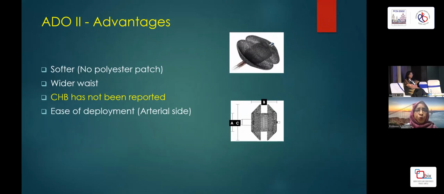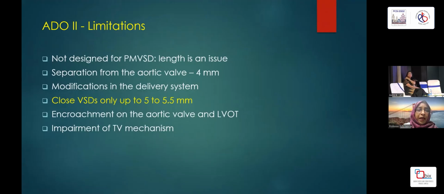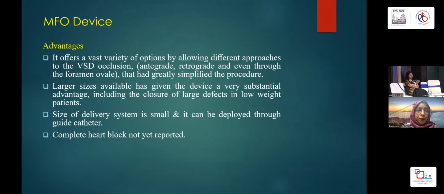And ADO2, which we are using mostly, is a soft one with a wide waist. Complete heart block is also not reported yet, and it is very easy to deploy because there are 2 screws, and retrograde and antegrade approaches are possible in this case. And what are the limitations? The length of this device is a little bit of a limitation. We had LVOT obstruction in only one case, and that was due to the length of this device. Another limitation is that the highest size is up to 6 millimeters, so we can't close more than 5 millimeter holes with this device.